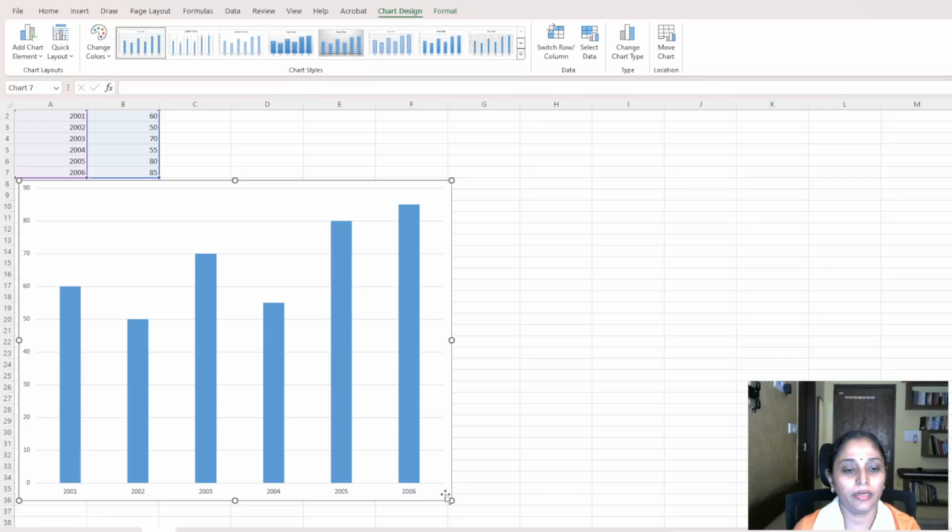You have the year on the x-axis, 2001 to 2006, and the production on the y-axis. Now here clearly you can say that the production is maximum in 2006 and minimum in 2002, and then you can go on to analyze what could be the reasons and what could be the solutions to increase the production, right? So this is the first question that they have given. Next, let's look at the second one.